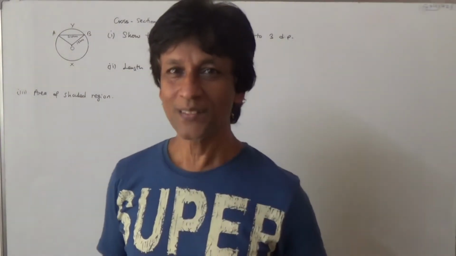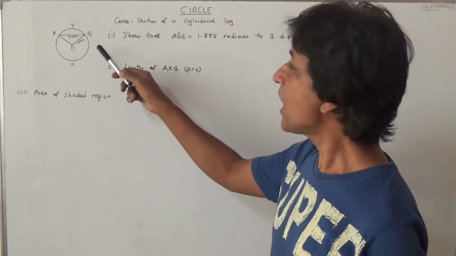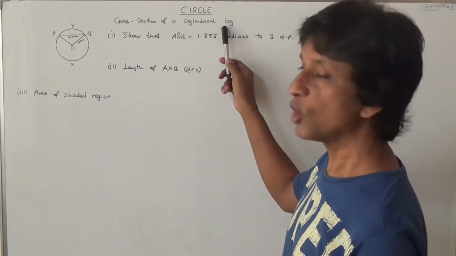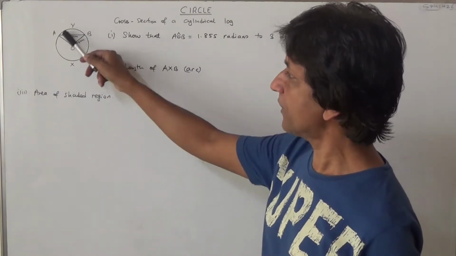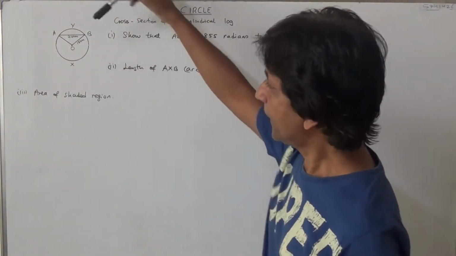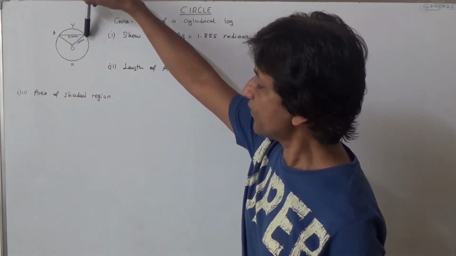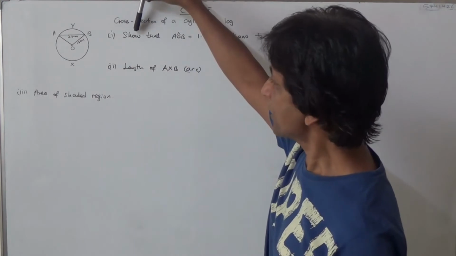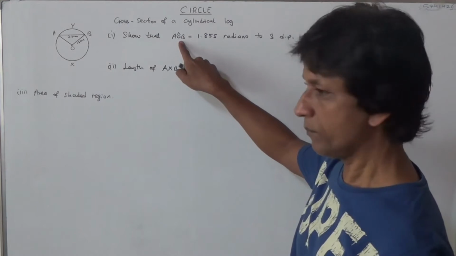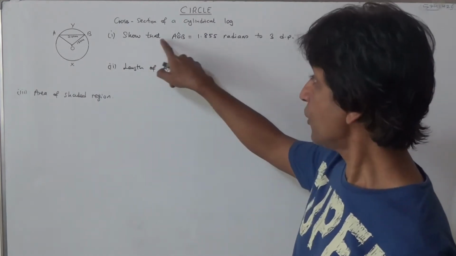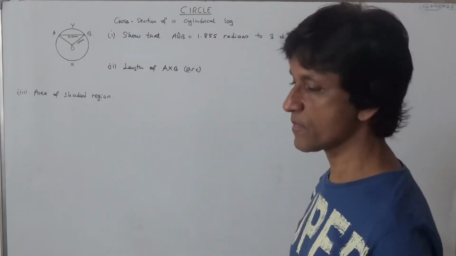Hi, here is another question on circle. We are told that this is the cross section of a cylindrical log and that the points A, Y, B, X lie on the circumference of this circle, and that the given chord AB is equal to 24 centimeters, the radius is 15 centimeters. The first question, we need to find the angle AOB because we are told to show that angle AOB is equal to 1.855 radians to 3 decimal places.